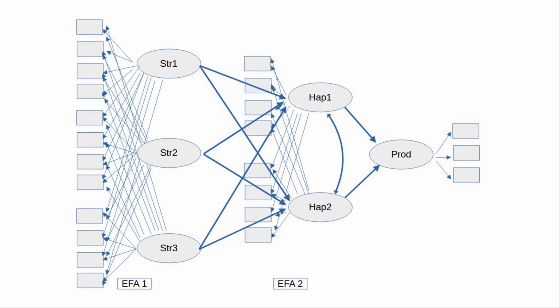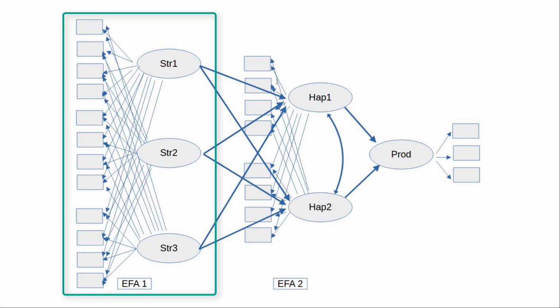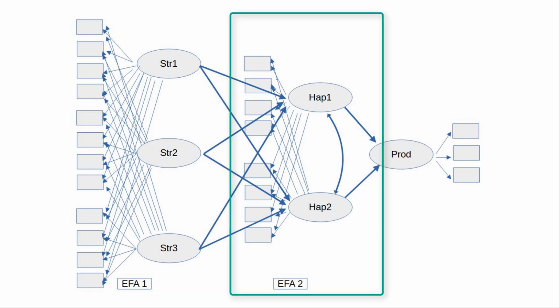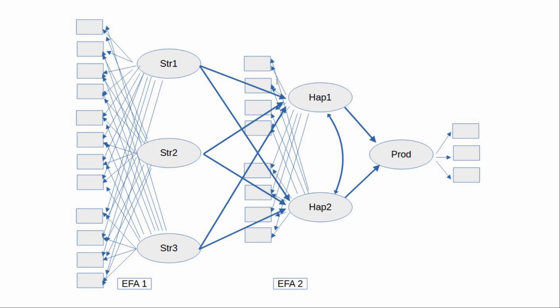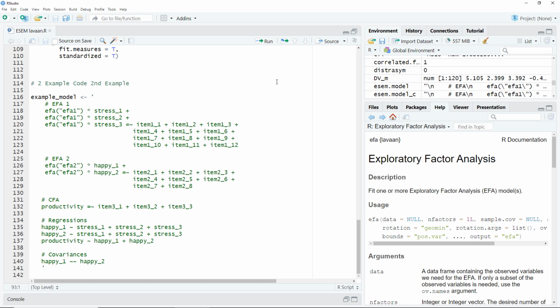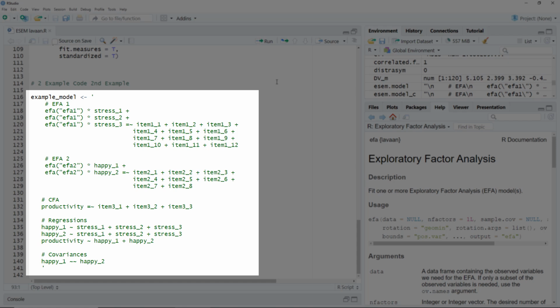So here again we could use ESEM with 1 exploratory factor analysis for the first 3 dimensions, a second exploratory factor analysis for those 2 dimensions, and a classical CFA for productivity. So here we have an ESEM model with 2 EFAs and 1 CFA. I don't have data for this model, but I show you the code so that you know how you can estimate a more complex ESEM model. Here I have 2 EFAs and 1 CFA. The CFA is as always, and both EFAs work the same as I showed you earlier in our first example. Here EFA 1 with the 3 factors and the items that should go into those factors.